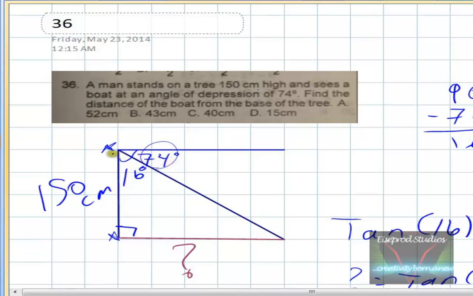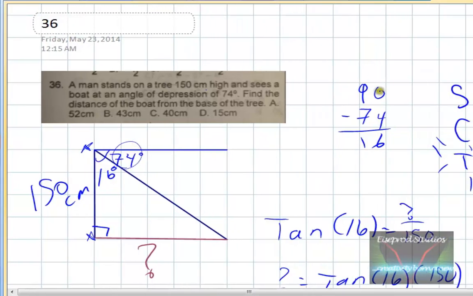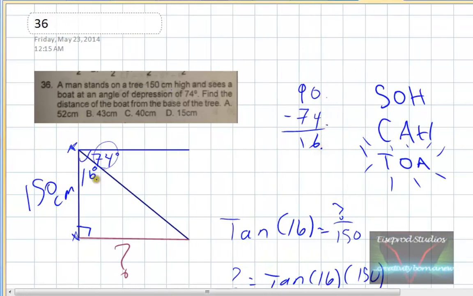Now, if I were to draw another line, I know that this angle would be 90 degrees. And so the difference would make 16. So this is 16 degrees over here on the inside. And since we know that this is a right triangle, we can make this the right angle. And now this is our angle of interest, and we're trying to find this side length.